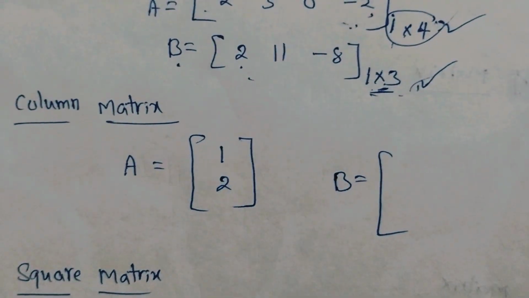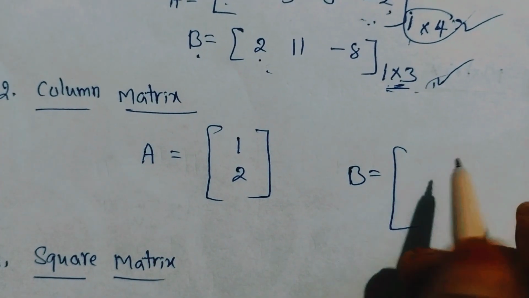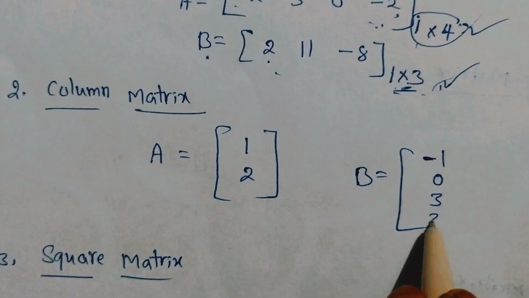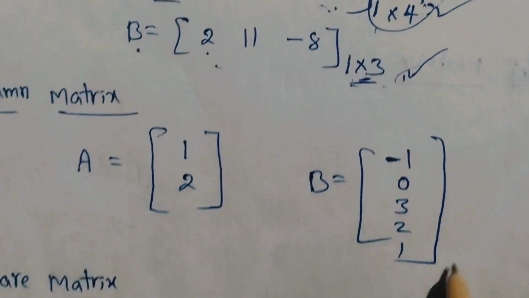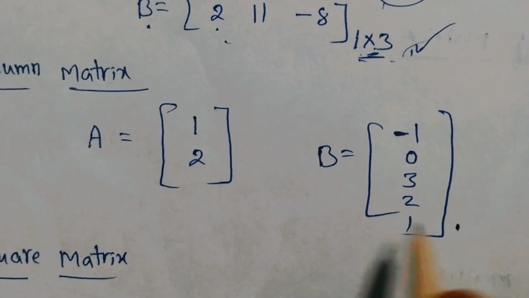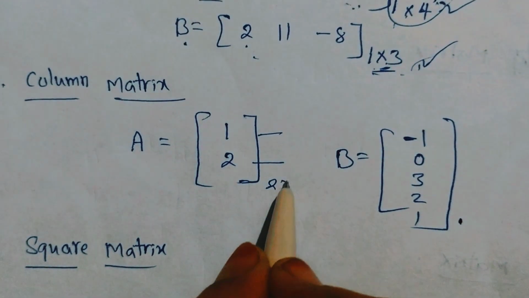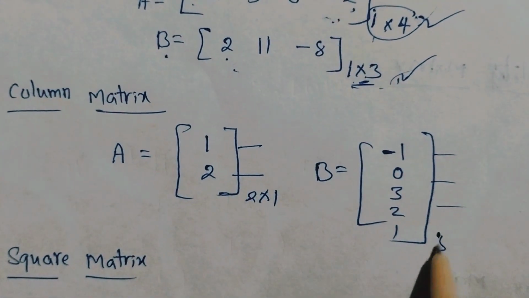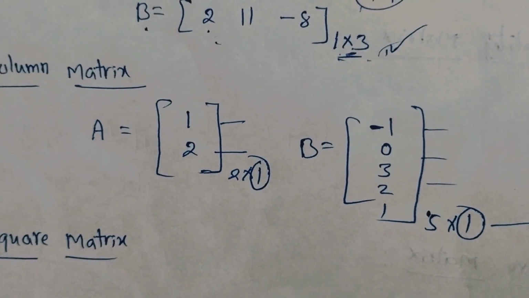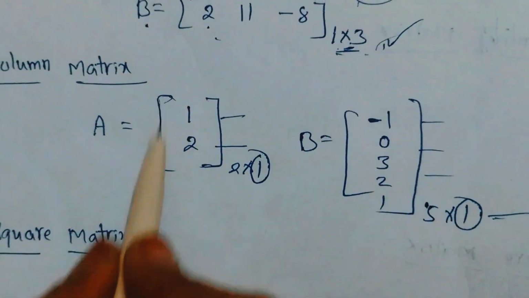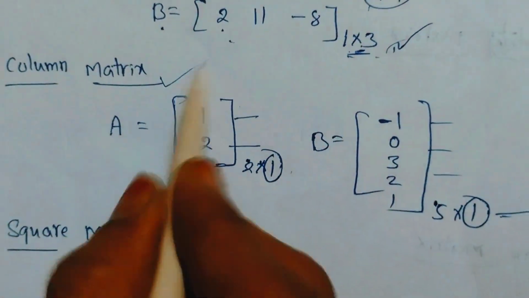It does not matter about the rows. Here we have about 5 rows: minus 1, 0, 3, 2, 1. How many columns do we have here? Only one column, and columns are indicated by the second place. Here the first is rows, 2 by 1. How many rows? 5 by 1. Here the second number is indicated for the columns. So if the matrix has only a single column, it is called a column matrix.